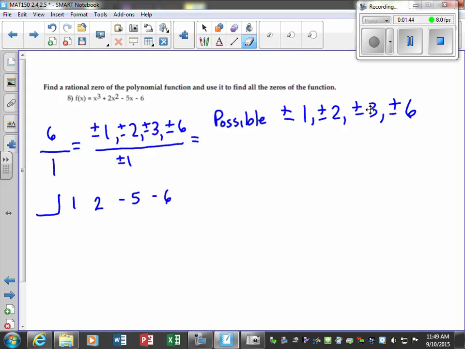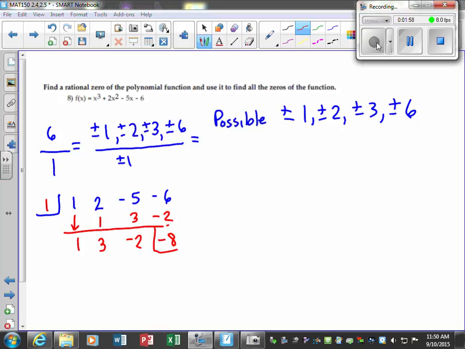Coming back up here to my original function, I can pick any one of these that I want to start with. I'm just going to start with positive 1. And I'm going to do synthetic division to it. Okay, you get negative 8. This is not 0, so 1 is not going to be a root.